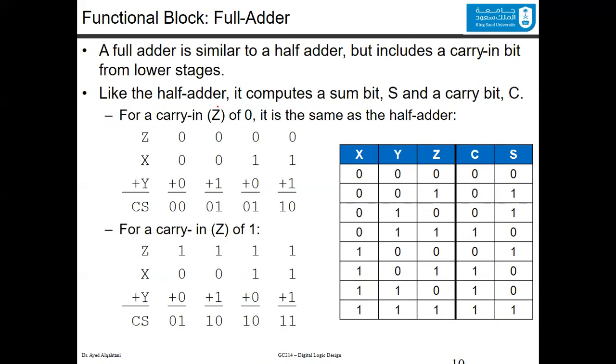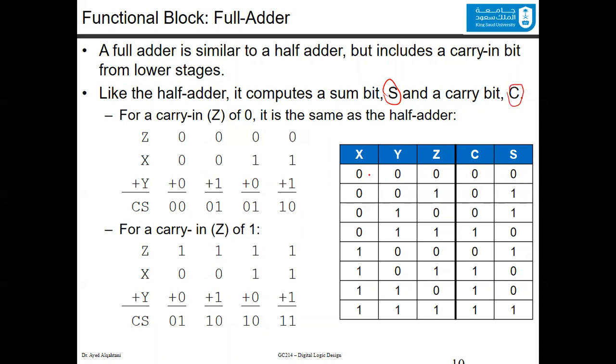Now we will move to the full adder. The main difference between the half adder and the full adder is the number of inputs. The half adder has only 2 inputs. The full adder has 3 inputs. So a full adder is similar to a half adder, but includes an additional carry in bit from the lower stages. Like a half adder, it computes the sum bit and a carry bit.